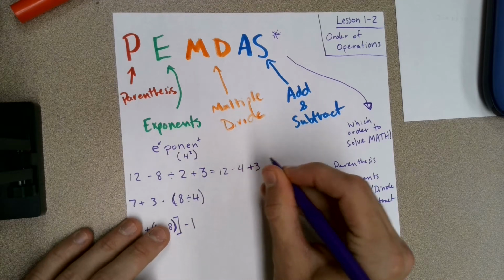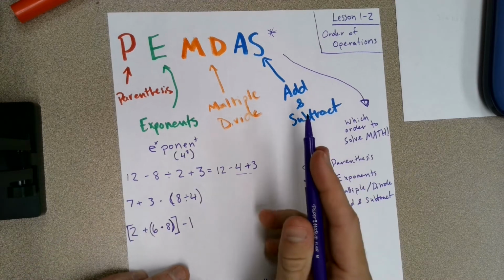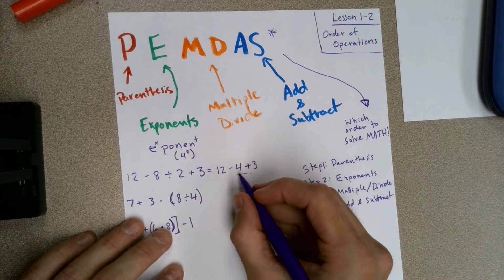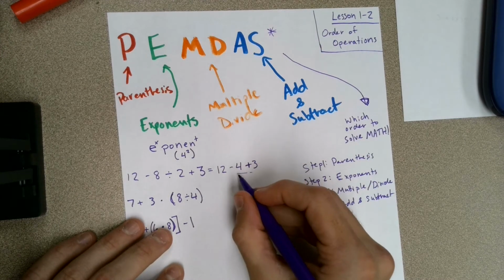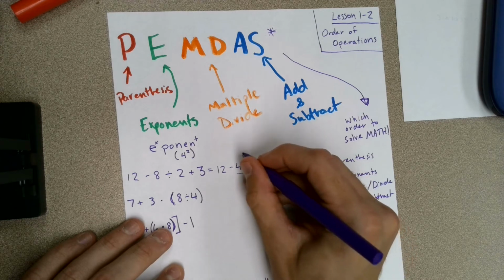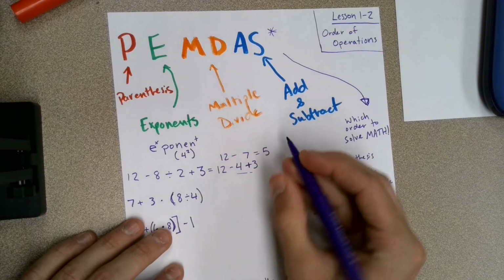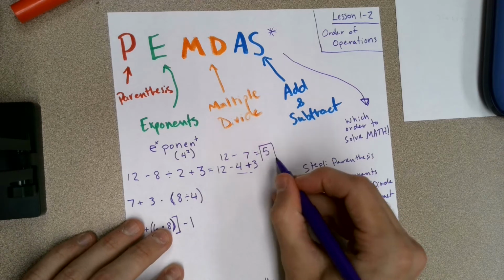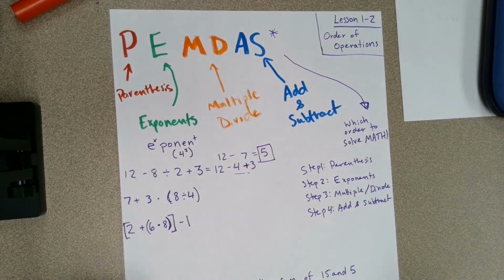All right, let's check again. Do we have any multiplication and division in this now? No, we don't. Go on to our last step, add and subtract. All right, add comes first. So we're going to add our 4 plus our 3 is 7. That leaves us with 12 minus 7 equals 5. Using PEMDAS, I was able to figure out the answer to that one was 5. All right, on to our next one.